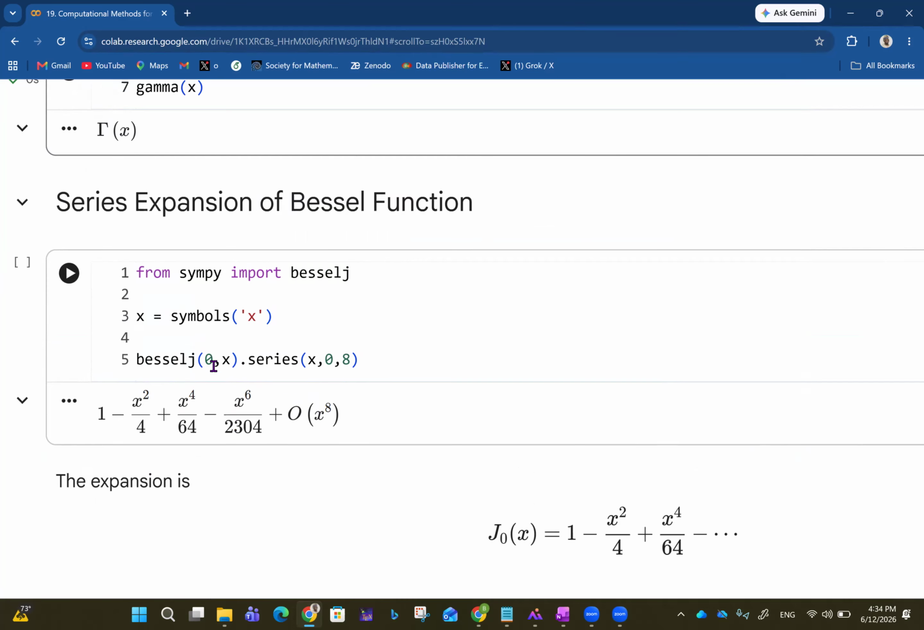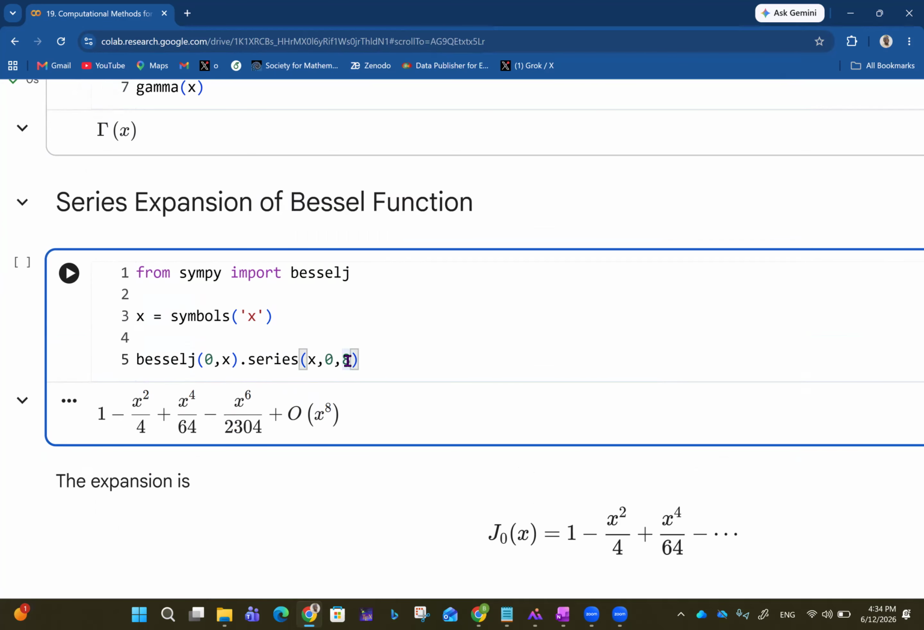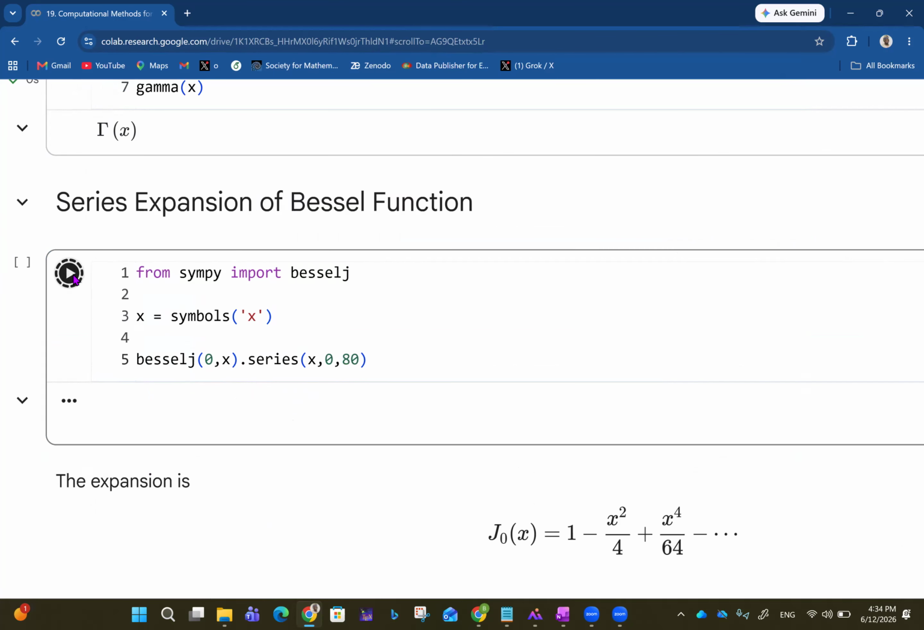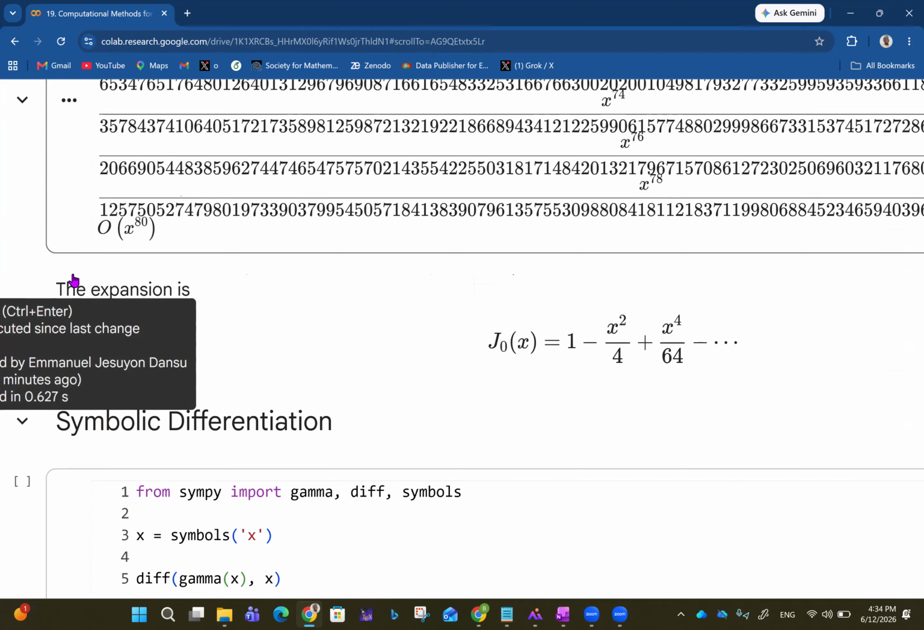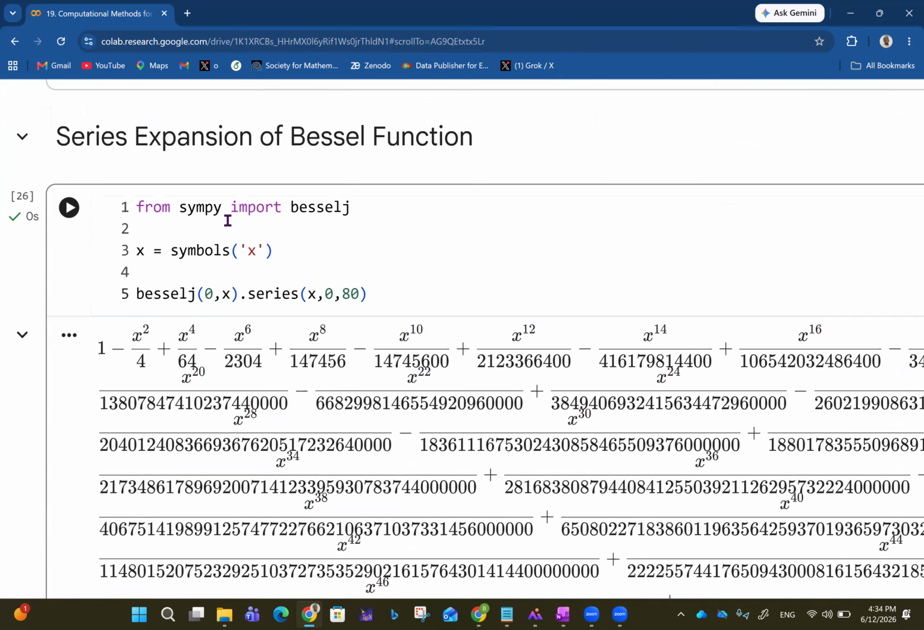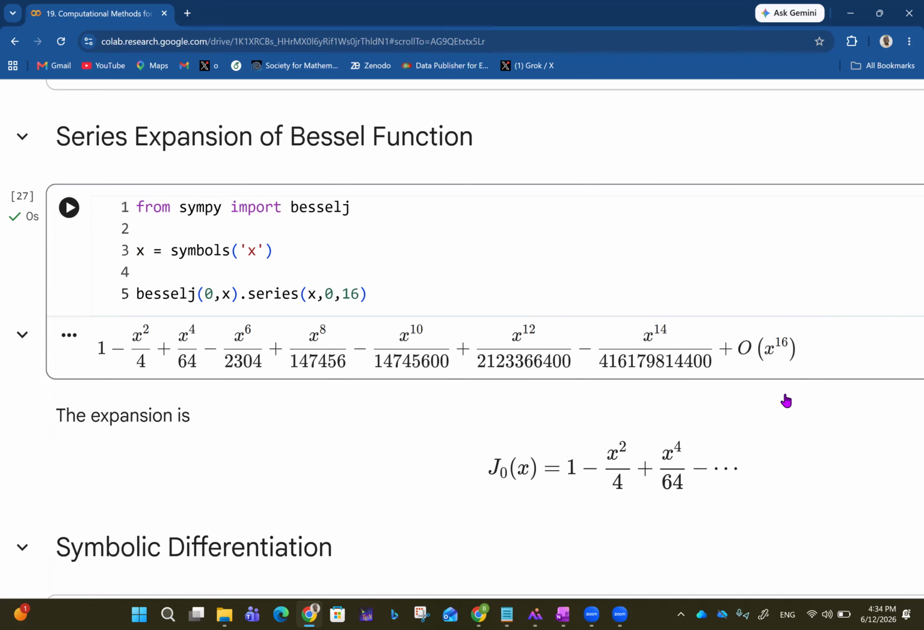So you have besselj 0 comma x, series, x, 0 to 8. If you want to keep going, say, let me try 80, just something out of the blue. You see that's a whole lot, and that was fast, by the way. So 80 is too much. Let me do 16. That means I'm going to get up to x raised to power 14. That still fits on one screen like this. So that's Bessel J, and that's the power of SymPy there.